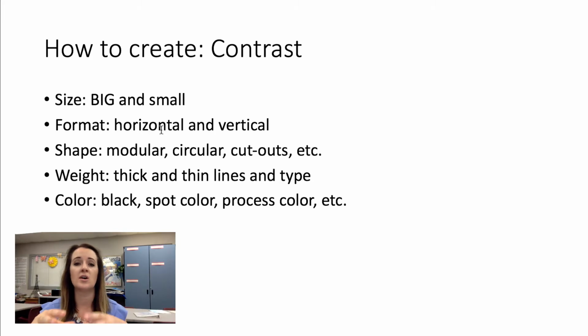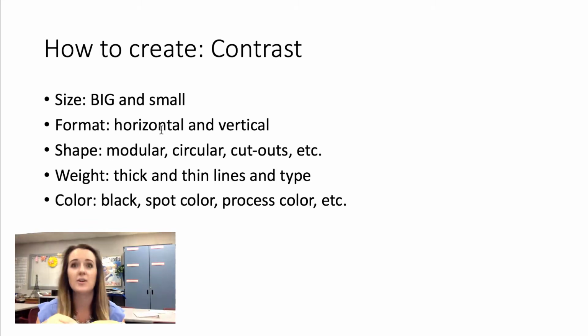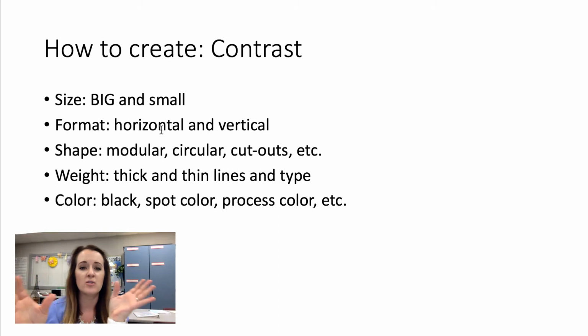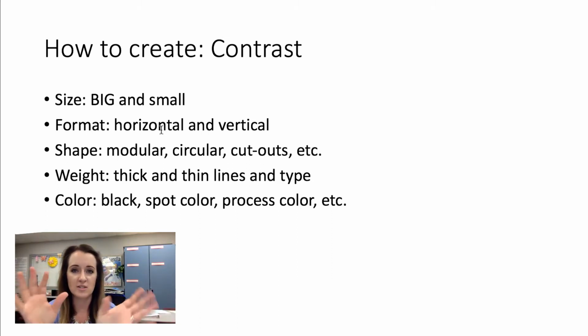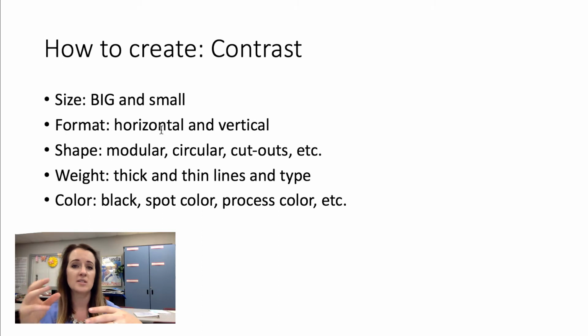So there are different ways to create contrast. Contrast can be by doing things big or small. That's a contrast in size. So we want to have contrast in size. Think about format. You can contrast the format. We don't want to have all vertical photos because then it gets repetitive and you start to fall asleep. So changing the format, horizontal and vertical, making sure that you have different kinds of photos in there. Think about contrasting in shape, different modular designs, maybe including some circular design elements, cutouts, etc. Switching it up, keeping it lively.